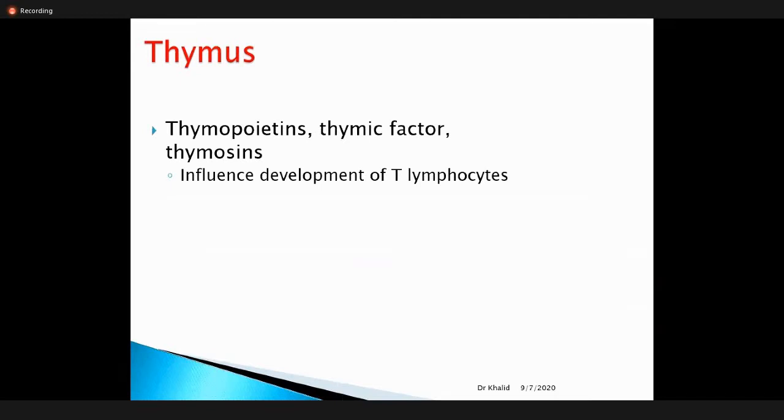The thymus gland secretes thymoproteins, the thymic factor, and the thymosin. It influences the development of the T lymphocytes. In childhood, this thymus gland is active in infancy and childhood, but as the age increases, the thymus gland becomes rudimentary, and the level of these two hormones goes down because of the regression of the size of the thymus gland.